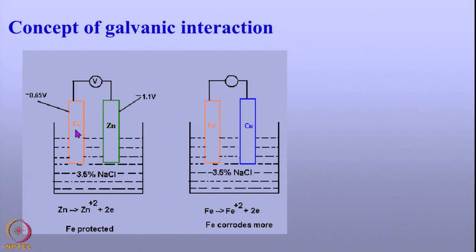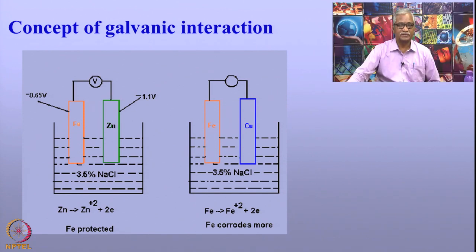Suppose we have iron or steel, to which you are going to give a galvanic coupling with zinc metal here. Now, zinc metal, you know, has a potential of about -1.1 volt with respect to the saturated copper sulfate reference electrode, and the steel would have a potential somewhere in the range of -0.65 volt. If you do so, then what happens is the zinc corrodes in this particular manner, okay, and the iron is getting protected, and this is called sacrificial action. This is another type of cathodic protection applied to prevent corrosion of metals.